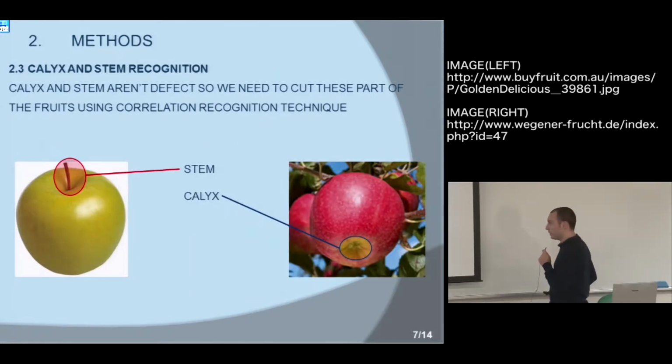After that, we need to separate the calyx and the stem, because it's very difficult to see defects in this zone of the apple or in this zone of the apple. So we use the correlation recognition technique to cut this part of the image.